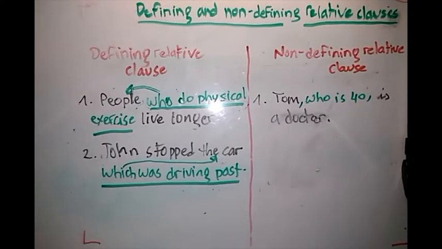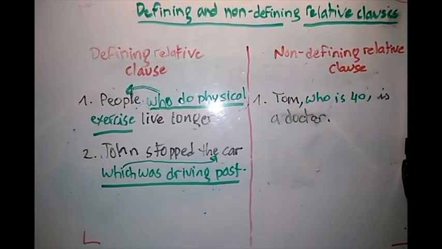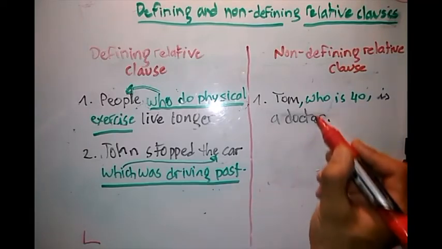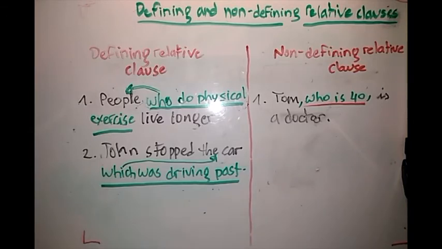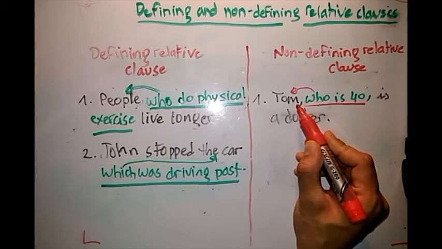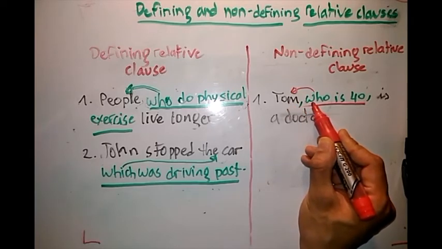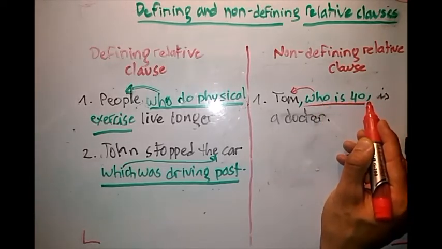On the other hand, let's have a look at the following example. Tom, who is 40, is a doctor. And in this example, we have a non-defining relative clause because it gives just extra, additional information about the noun, and this information is not necessary to explain which person or thing we are talking about. Notice that we always use a comma between the noun and the relative clause, and also we put another comma at the end of the relative clause.